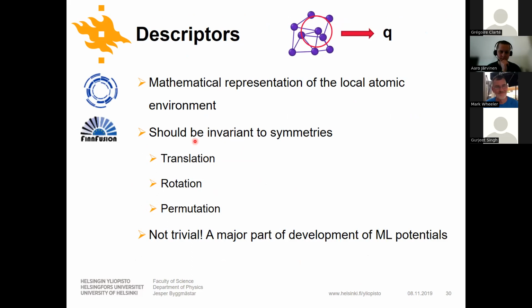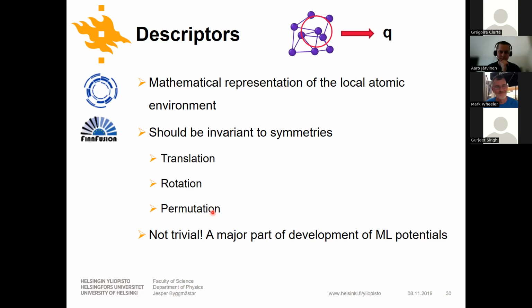So the point is that we know from chemistry that the energy of an atomic system should be invariant to translation. That is, if you have these two atoms and you move them in vacuum to another position, they should have exactly the same energy. Then rotation, I already mentioned. If you rotate it, it should have exactly the same energy.